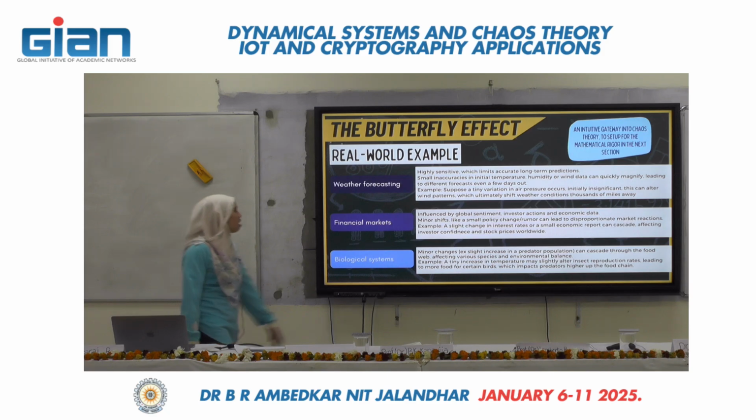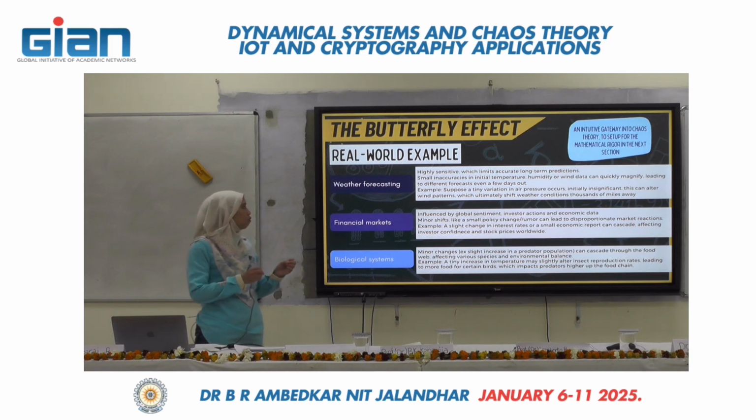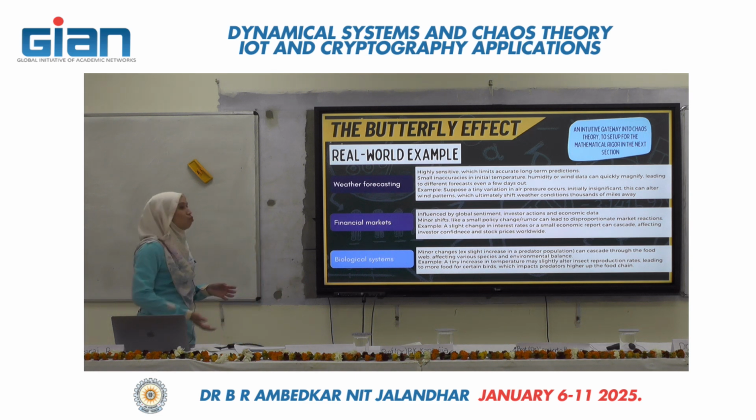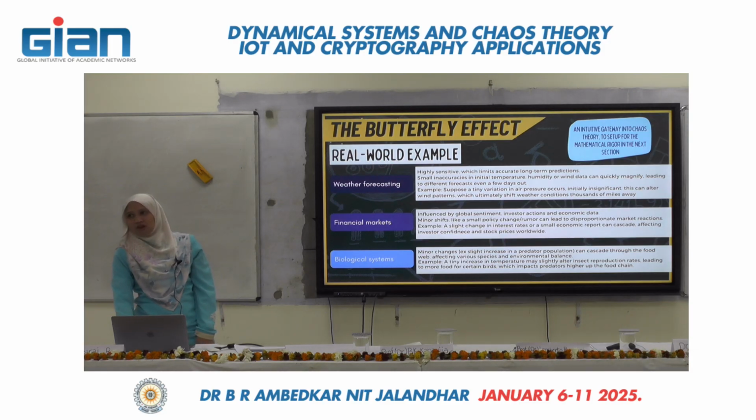Okay, for example, if you have a tiny variation in the air pressure, initially insignificant, it can alter the wind pattern whereby it will shift weather conditions thousands of miles away. And in the financial market, as our friends just now gave as an example, a slight change in the interest rate will cascade, affecting investor confidence or stock markets worldwide. So prediction of the financial stock market is quite difficult, I mean, in the long run.